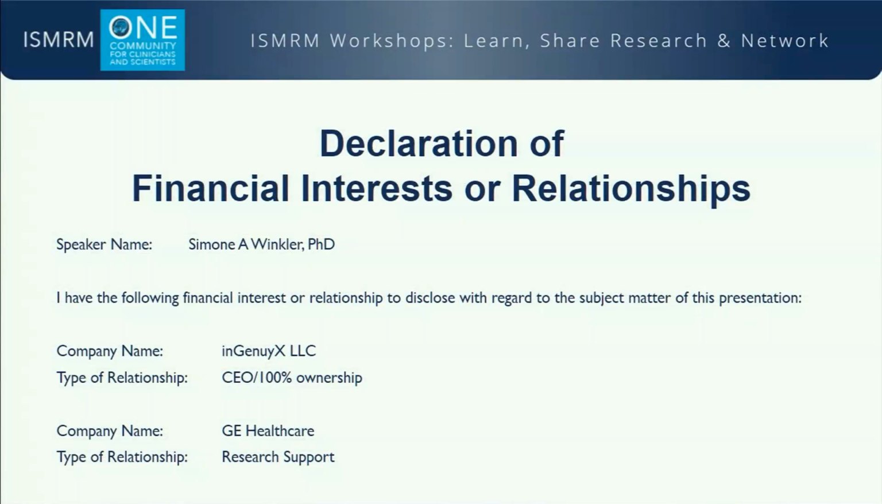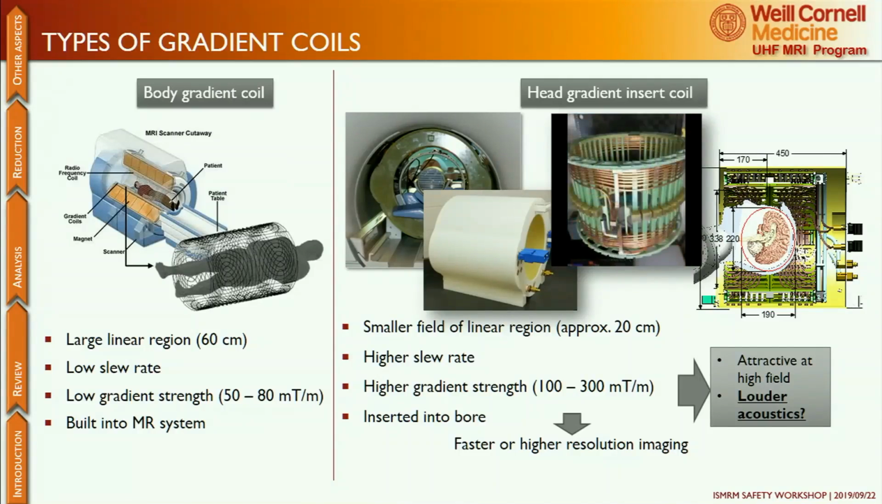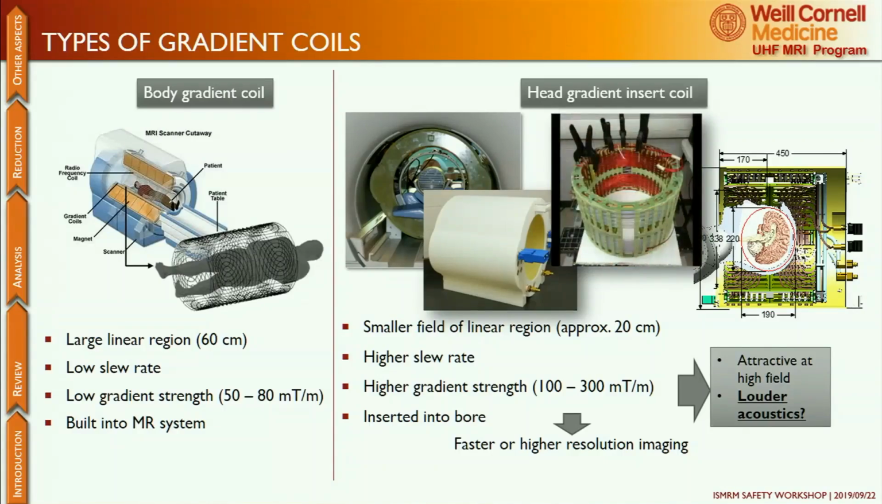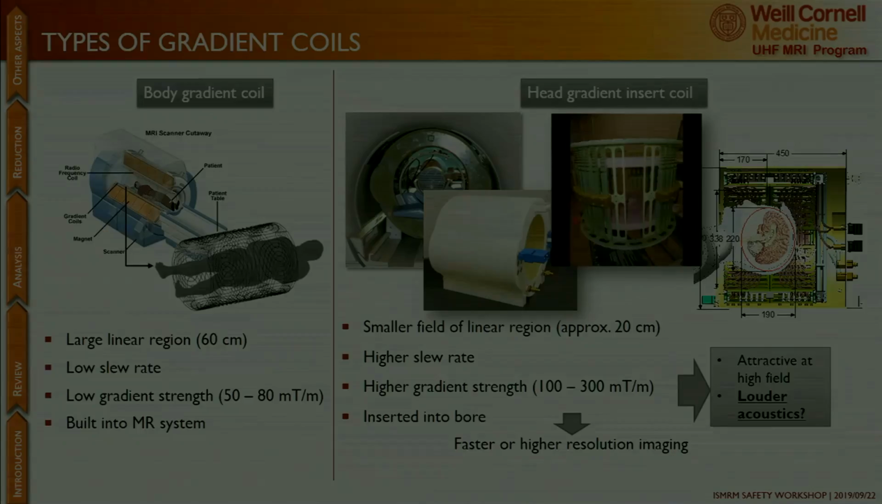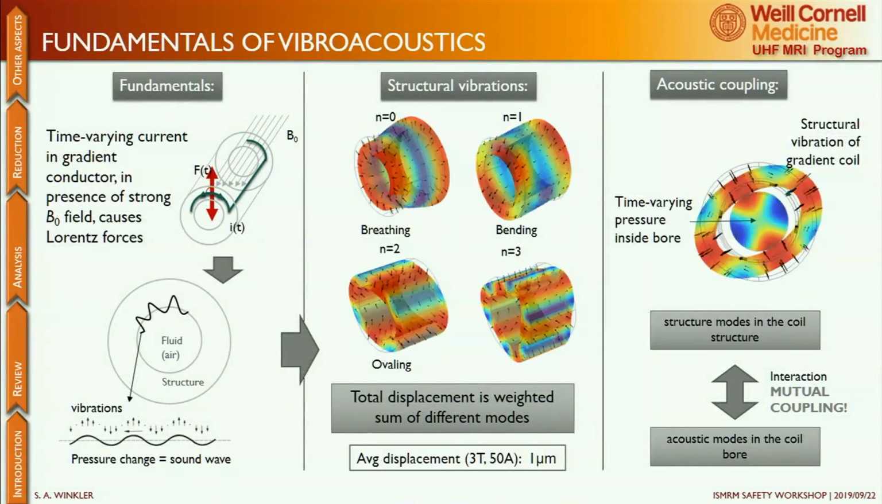We've already heard a little bit about different gradients, so I'm not going to go into much detail, but basically we have the built-in body gradient that's versatile, and then the head gradient insert coils with higher performance at the trade-off of some of the linear region. These are attractive, but we also wonder if they're any louder. We have to be careful in terms of safety. So why are MRI scanners actually loud?